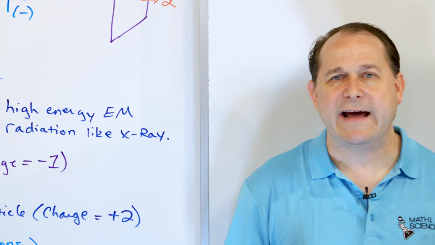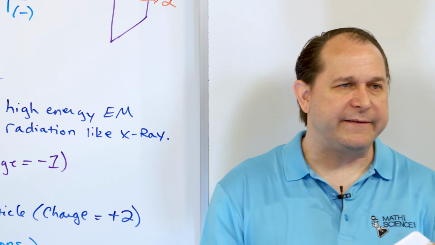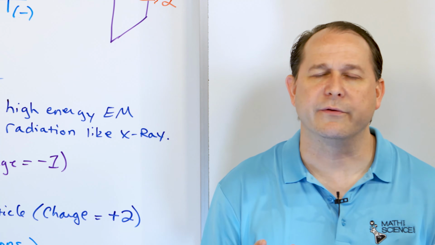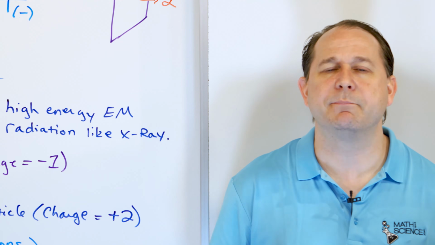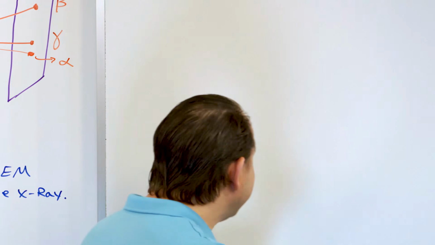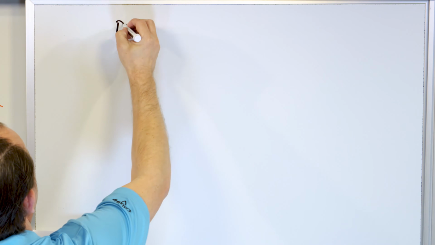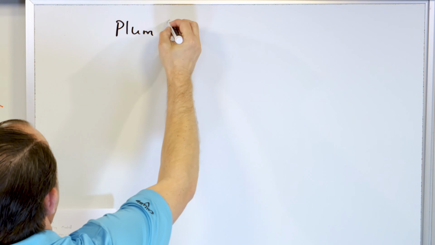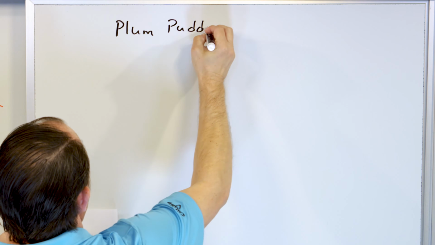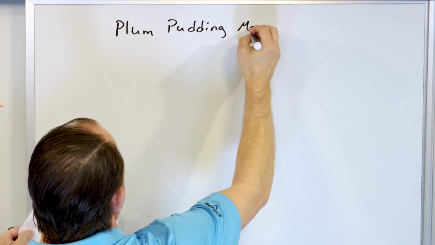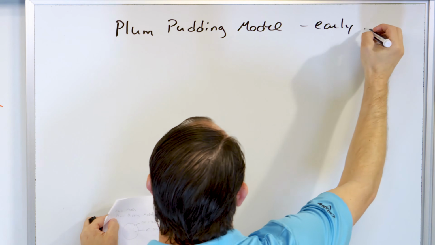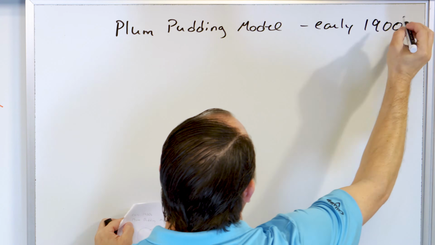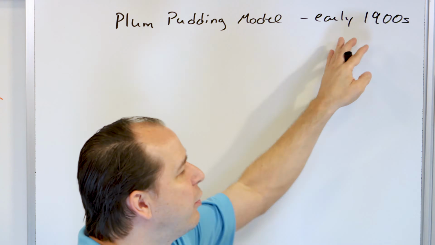But in the early days, people thought that this arrangement of these little particles that we've discovered resembled plum pudding, okay? So they call it the plum pudding model. So what they said, I guess I'll just write down plum pudding model. And this is the early 1900s. I want you to stop and think about that. Early 1900s was just over 100 years ago.